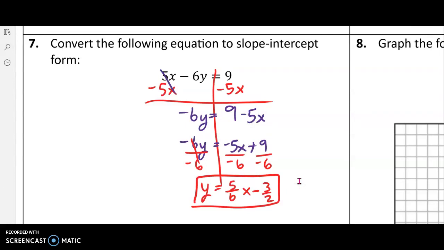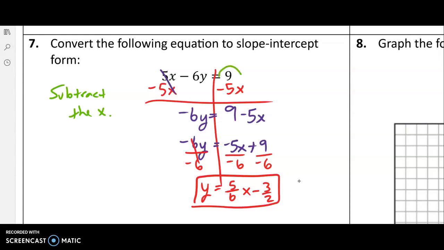Hi there, everyone. So in this one, we were converting from standard form, where the x and the y are on the same side, to slope-intercept form. Notice we always subtract the x. That's something that you may want to write down. The step was that we subtract the x to both sides, right?